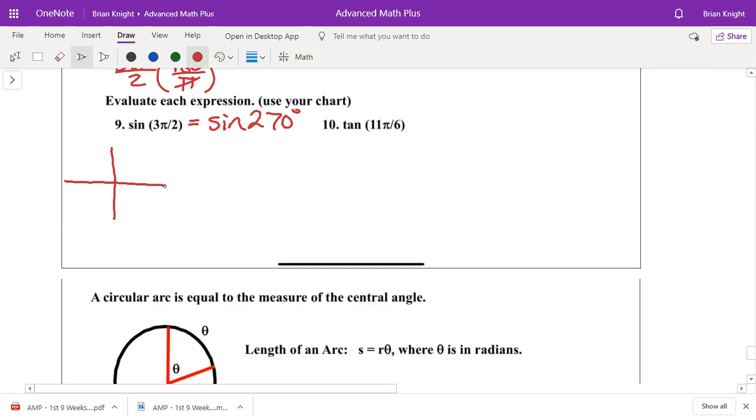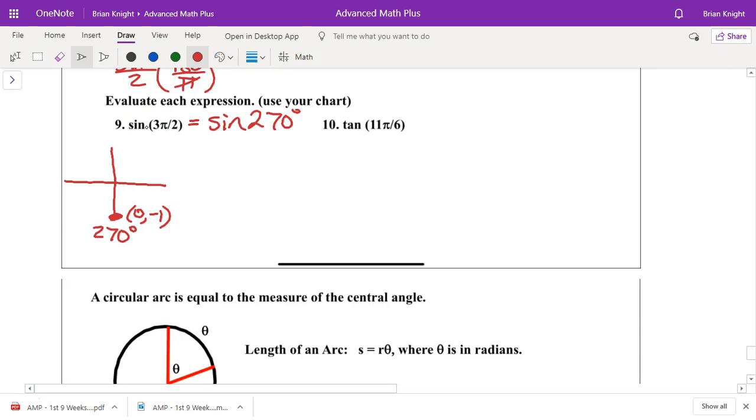It's on the line. It's not in a quadrant. It's one of these. Y'all remember these? So we got to figure out what is that point. 0, -1.